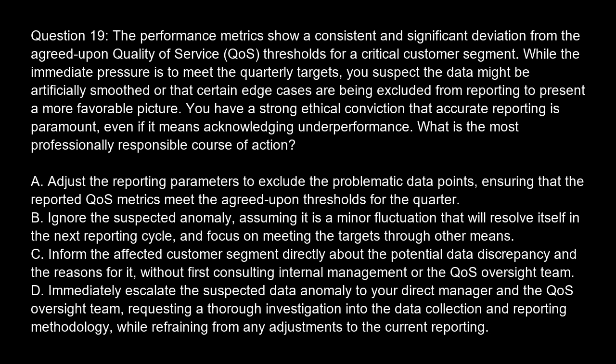Option A. Adjust the reporting parameters to exclude the problematic data points, ensuring that the reported CoS metrics meet the agreed-upon thresholds for the quarter. Option B. Ignore the suspected anomaly, assuming it is a minor fluctuation that will resolve itself in the next reporting cycle, and focus on meeting the targets through other means.